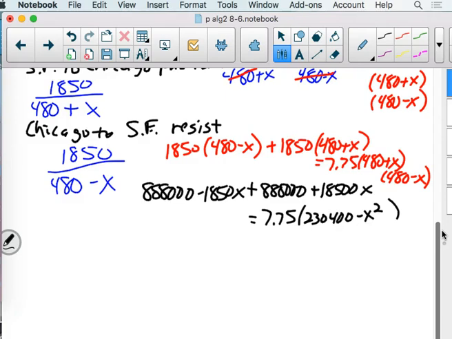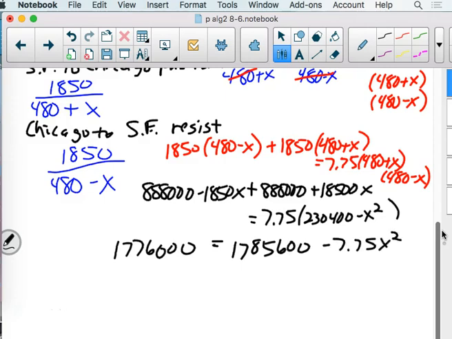So let's simplify a little bit. We're going to need the 888,000 twice. Oh goodness. That's a whopper of a number there. 1,776,000 equals, well, 7.75 times 230,400. 1,785,600 minus 7.75 x squared. What does that mean?